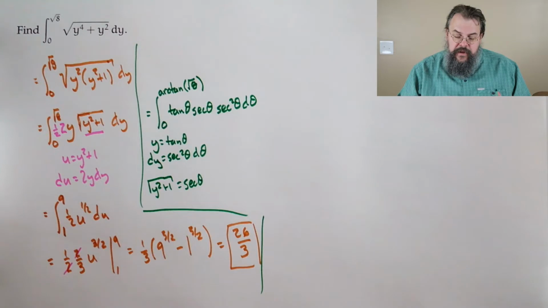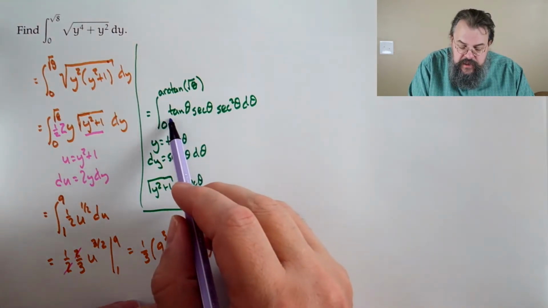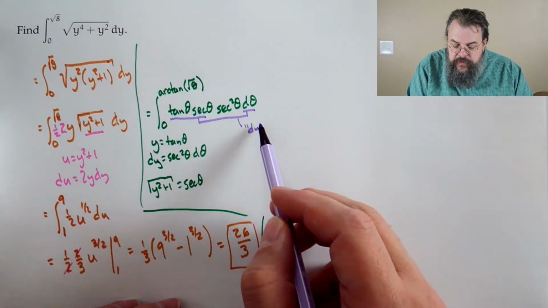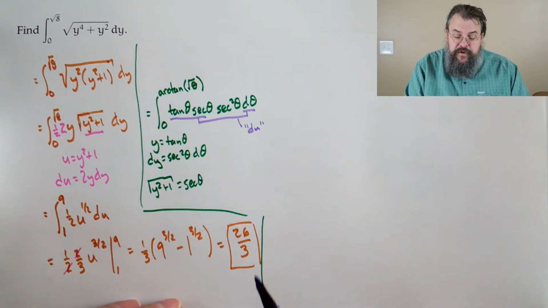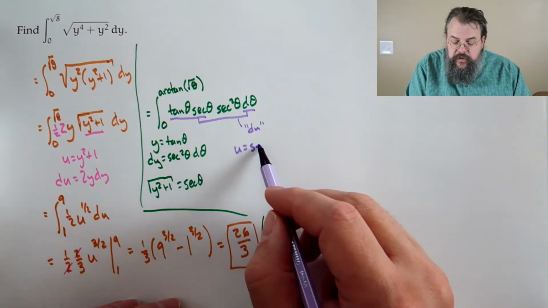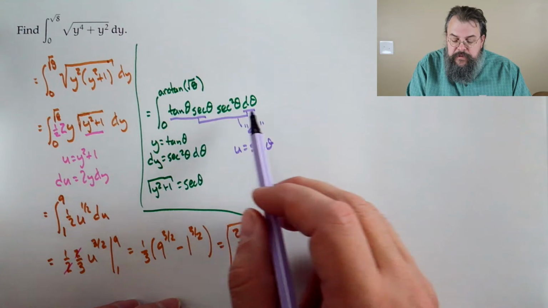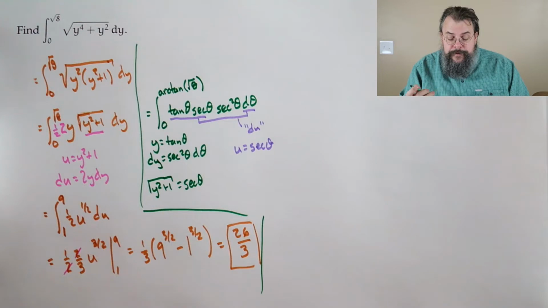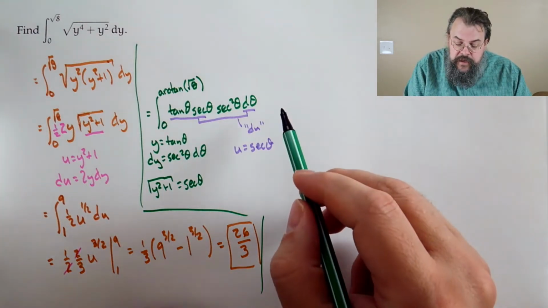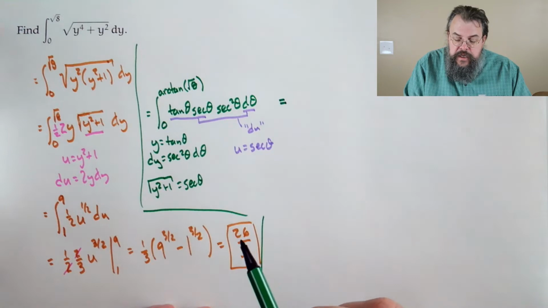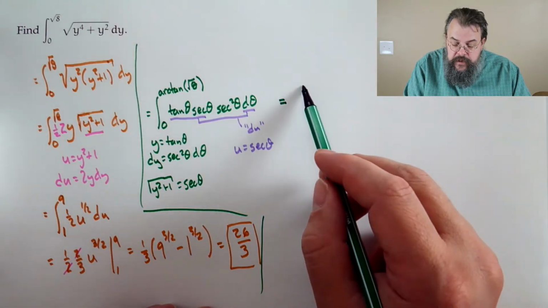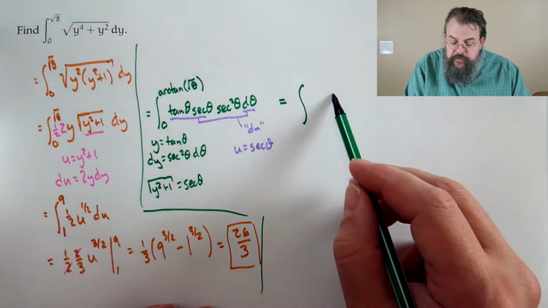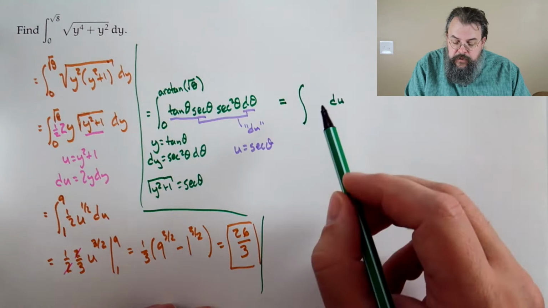So this is perfect. You see, we can think of tangent theta secant theta d theta as our du. In particular, we now make the substitution u equals secant theta. Then that becomes our du. Okay, great. So what do we have? This will be equal to the integral of tangent theta secant theta d theta, that's our du, and then we have our u squared.